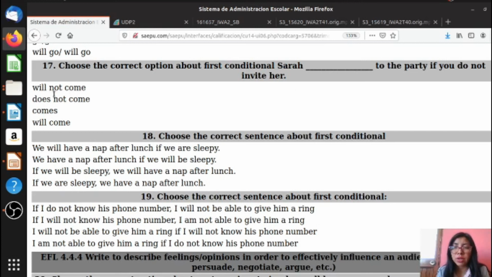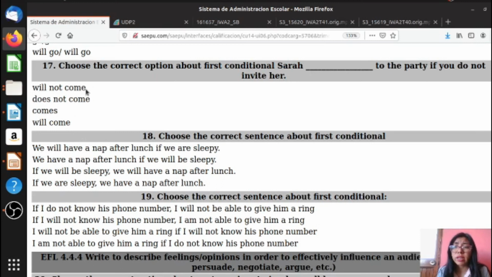Okay, pay attention here. In this case, will not come or will come are correct. Okay, tienen la estructura correctamente. But the difference is that you have to read the meaning of the sentence. Usted tiene que leer el significado de la oración in order to make sense. Okay, so the correct answer is that. Usted tiene que entender el significado de la oración para saber cuál es correcto.